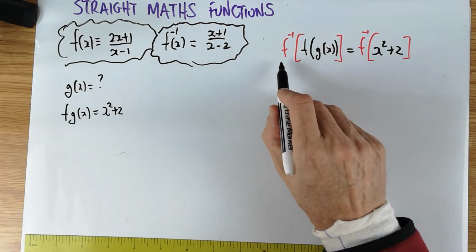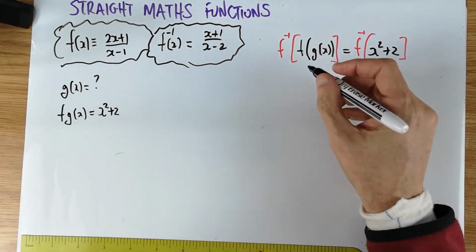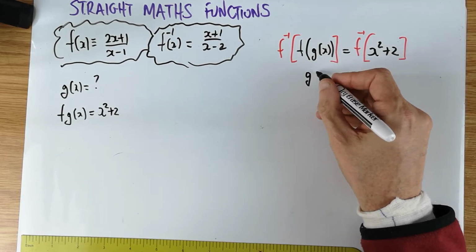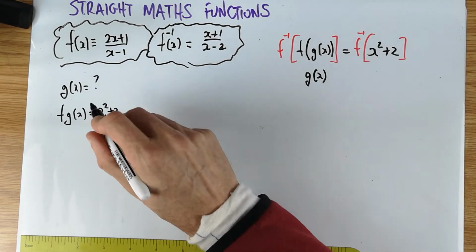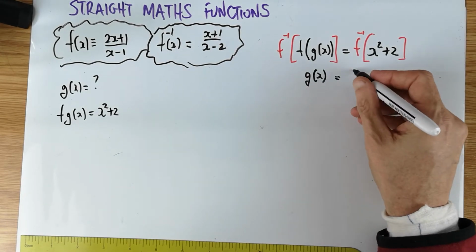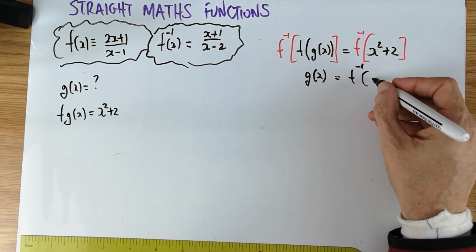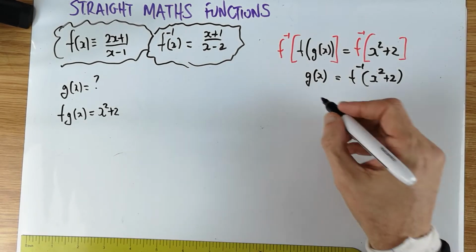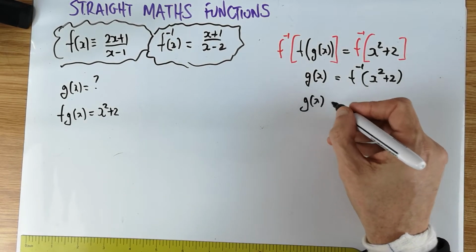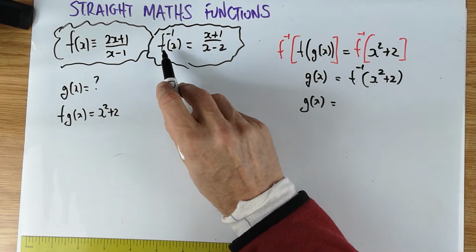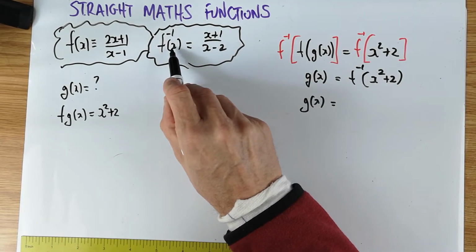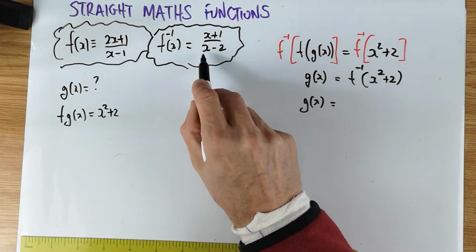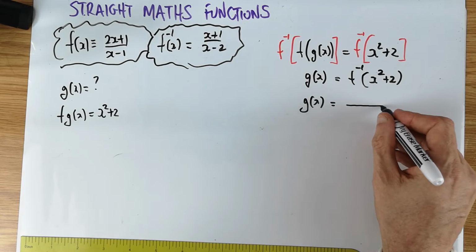So if you look at what happens on the left-hand side of this equation, the f to the minus 1 and the f, you can call it cancel. And of course, it will give me g of x, which is what I'm trying to find. And g of x is f to the minus 1 of this. What does that actually mean? It means take your inverse function, which we have as f to the minus 1 of x here, and replace wherever you see x here with x squared plus 2.